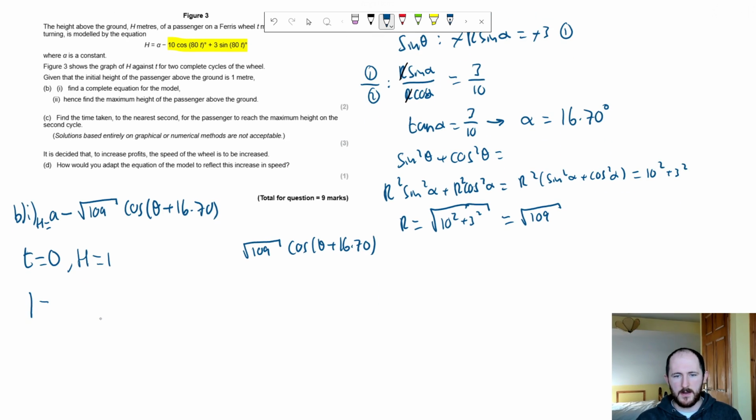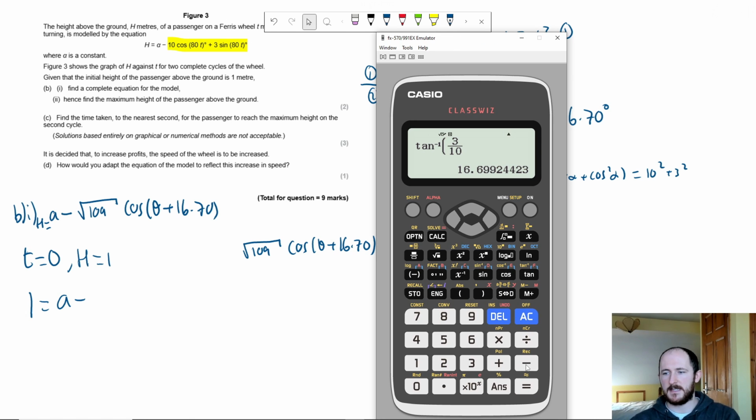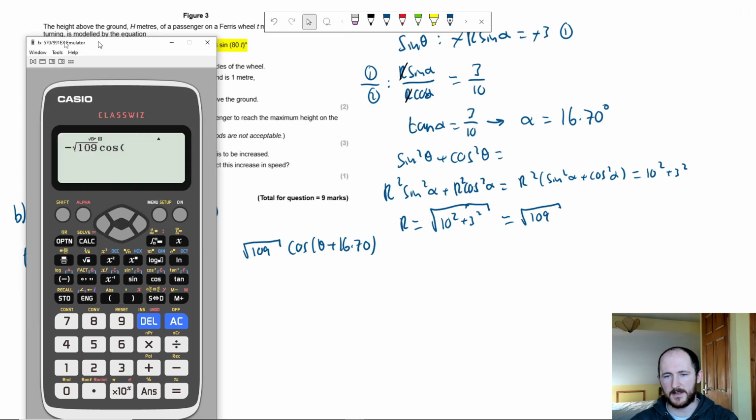So h equals 1, we get A minus, and what I'm going to do is I'm going to sub all of this onto my calculator, just because I'm pretty sure it's going to give me something a little bit ugly. So, ooh, careful. Minus root 109, multiplied by cos theta, I forgot that it's meant to be t.